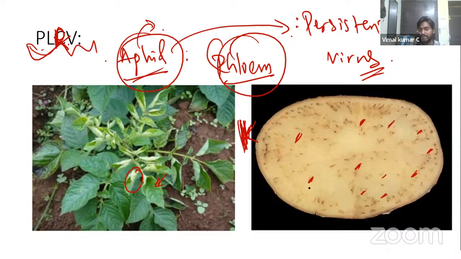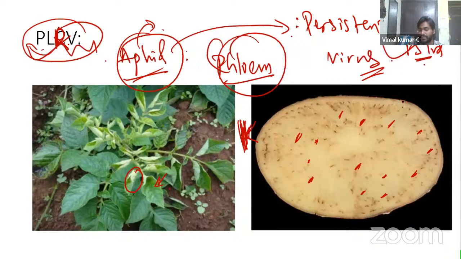That is one thing, right? Then one more criterion for this: when this virus enters the plant, if the plant is also infected with the potato spindle tuber viroid, then, as you know, potato spindle tuber will be carried to the healthy field through mechanical means. Okay, it doesn't have any vector, right?